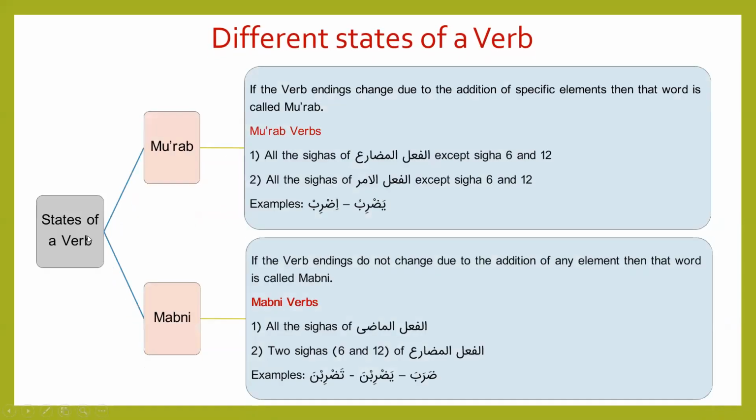So these are the states of verb. It can be mu'rab, it can be mabni. Mabni means it will never change; the halat will remain the same. And there are three different verbs: fi'l madi, fi'l mudari, and fi'l amr. Alhamdulillah, we have completed fi'l madi and fi'l mudari. Fi'l amr is remaining, so we'll do this.